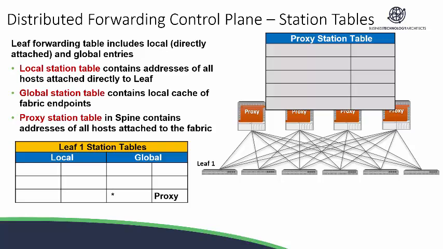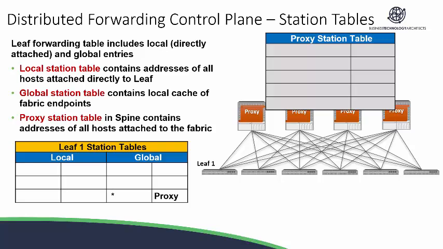So here, this is not specifically that hard. A local station table contains addresses of all hosts attached directly to the leaf. The global station table contains a local cache of fabric endpoints that the leaf needs to communicate with. Now it pulls that from the spine. And then the proxy station table in the spine contains all addresses of all hosts attached to the physical fabric itself.